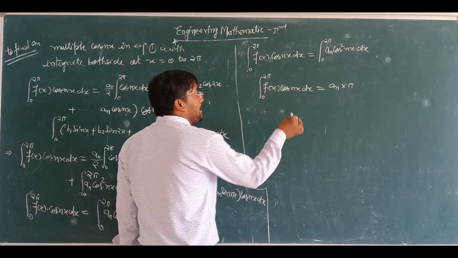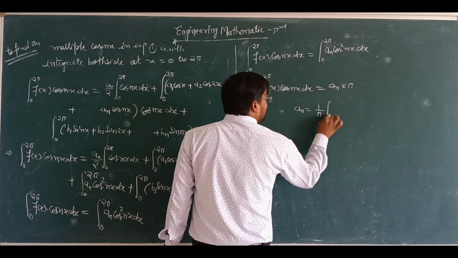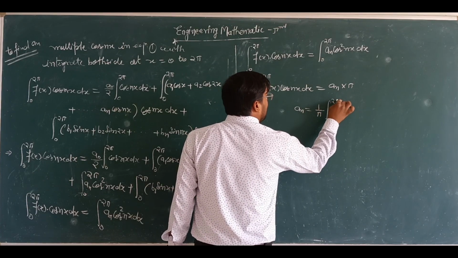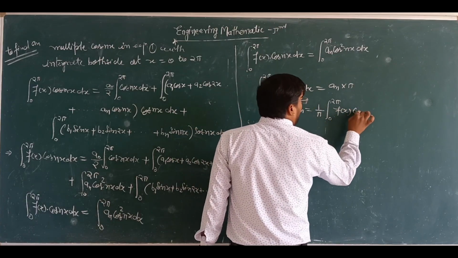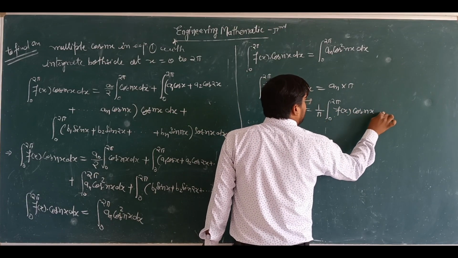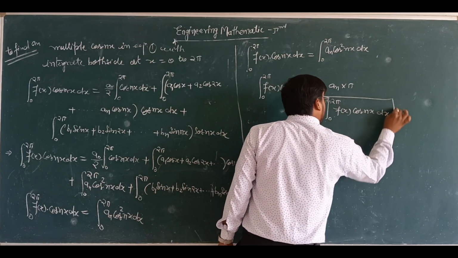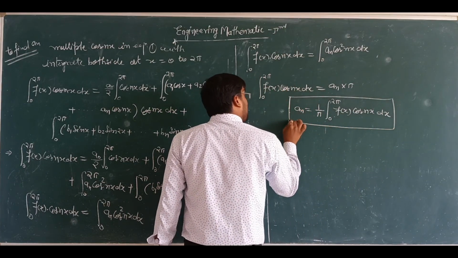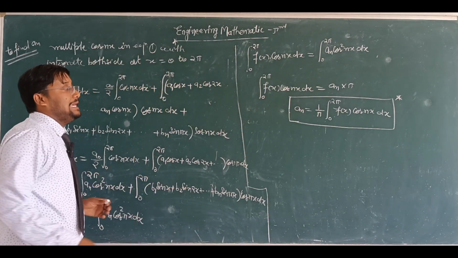An into pi. Now the value of an is equal to 1 upon pi integration 0 to 2 pi f(x) into cos nx dx. This is the value of component an.